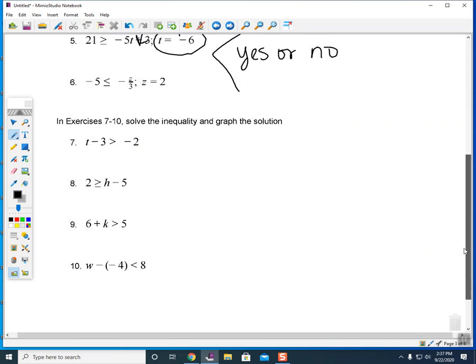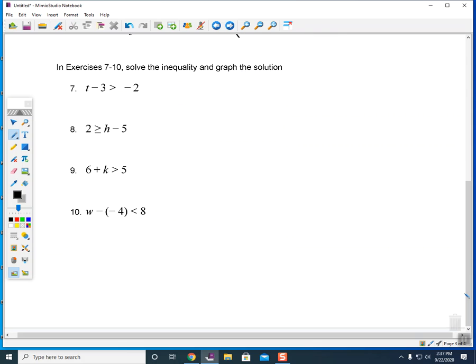And then 7 through 10 down here, you are solving the inequality and then graphing it. So solve it how we know that we need to solve it, and then graph it. The one thing that I'm going to note here is number 10. Okay, so I have w minus a negative 4 is less than 8. I know that when I subtract a negative, it makes it positive, right? So I can rewrite this as w plus 4 is less than 8. That's the same thing. So then solve it from there. I think you can do that.